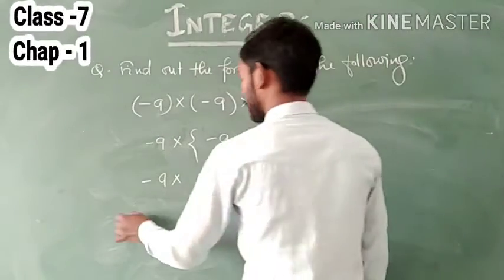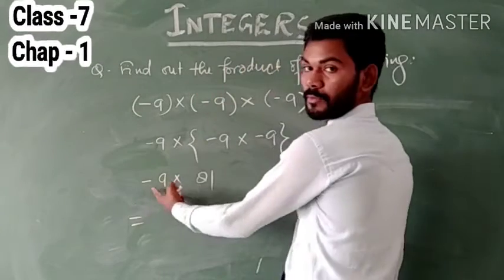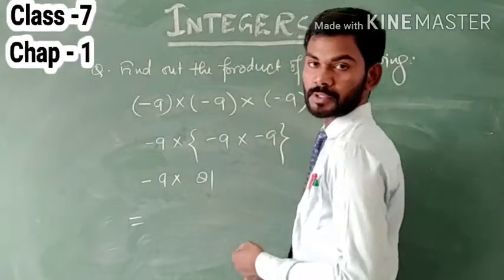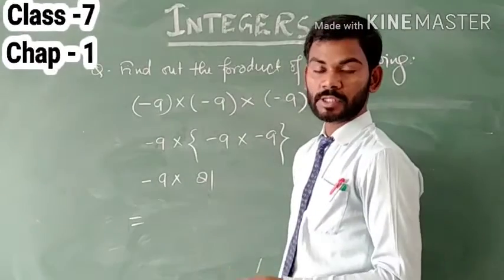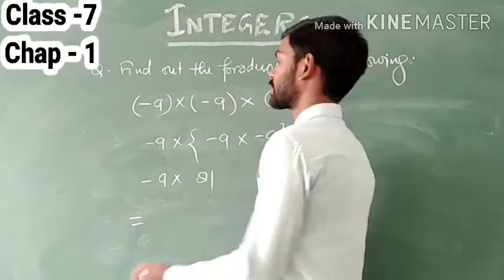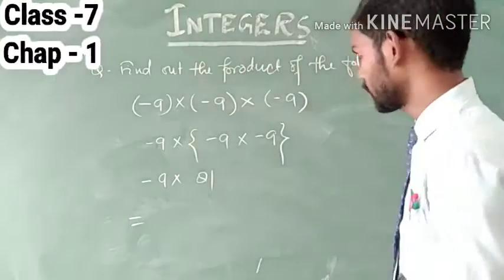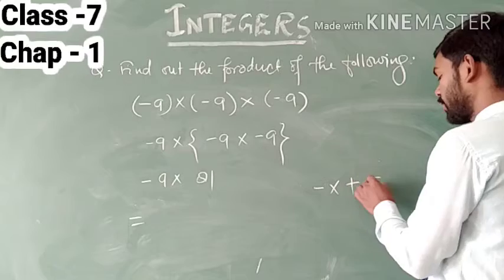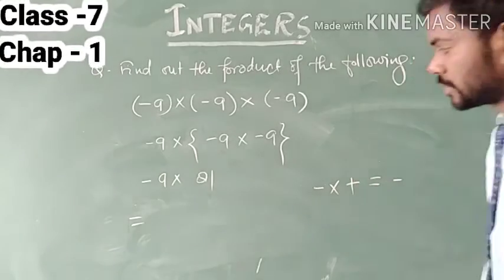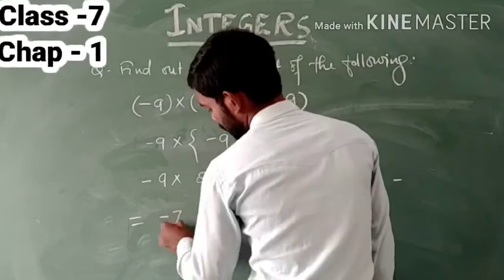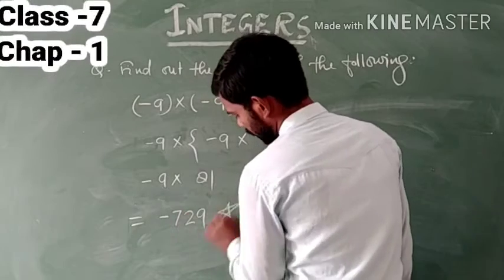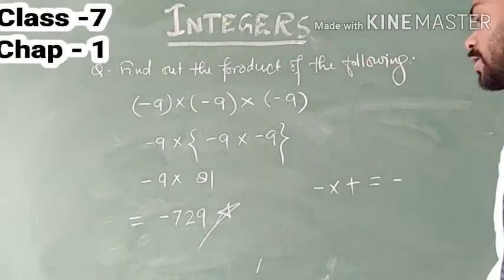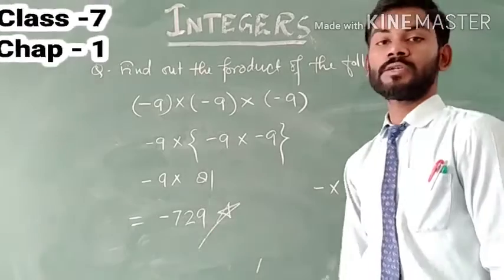Okay? And again here, one of them is a negative integer and the other is a positive integer. So whenever they multiply with each other, again it becomes negative. Since as I told you in the first class, when minus is multiplied by plus, it always gives us minus. So here we get minus 729. Therefore, minus 729 is the right answer.